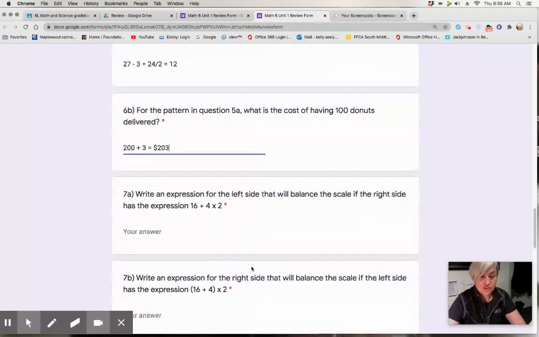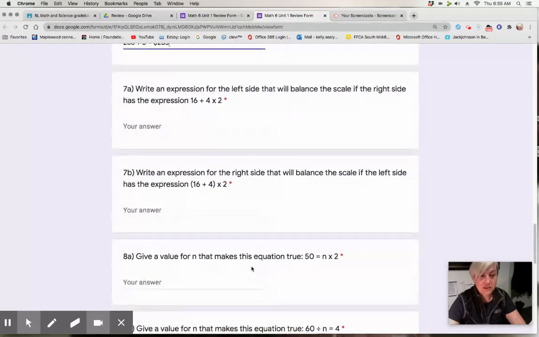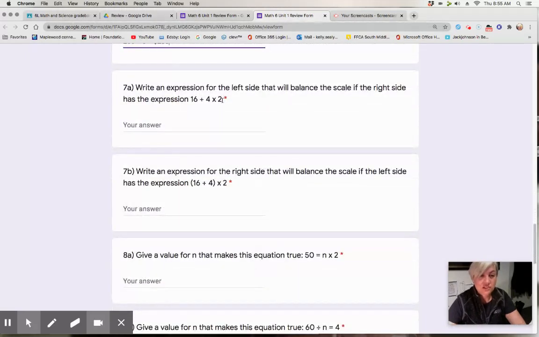Okay, questions 7a and 7b. You just had to solve for what this was equal to. So 16 plus 4 times 2. First, you have to do the multiplication. Order of operations says multiplication first. So you're going to multiply 4 times 2 is 8. Then you're going to add 16 and 8, and you're going to get the answer 24. So that's what your expression has to equal.